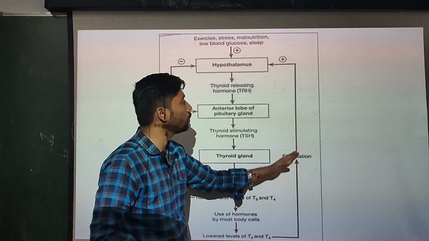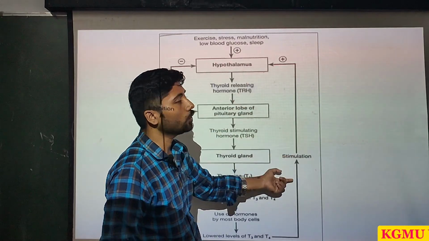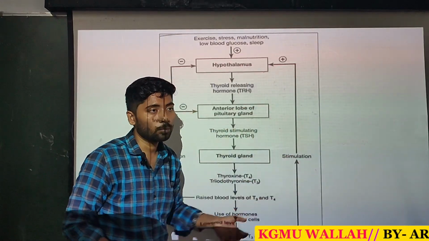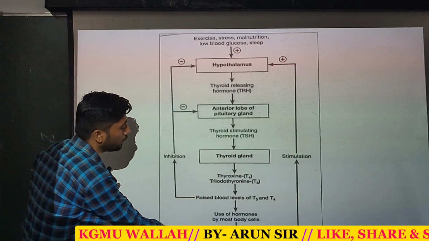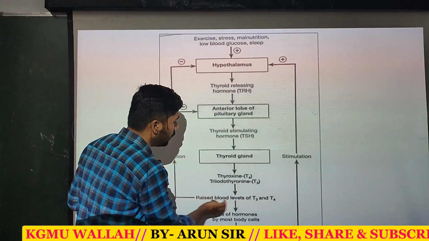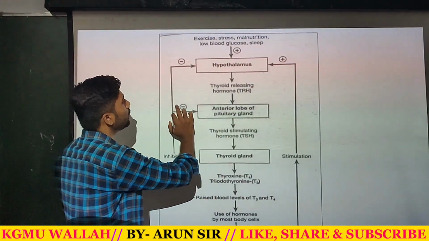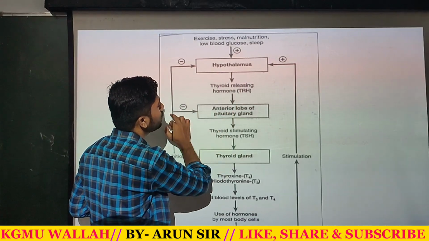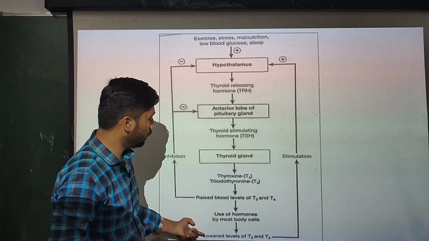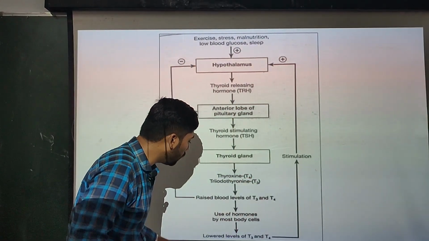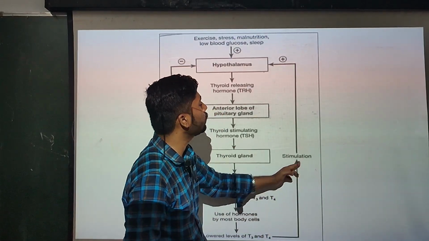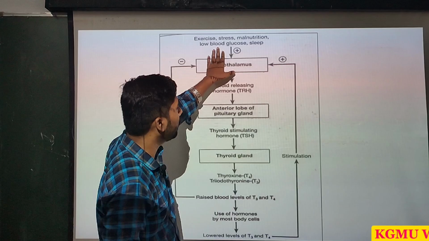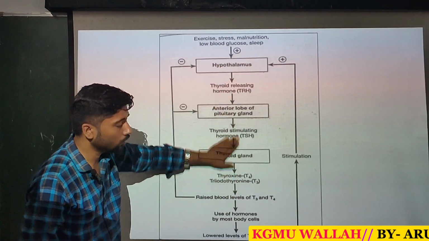Then it sends a message to the hypothalamus to stimulate it, as it needs more, to increase the amount of T3 and T4, and also the inhibition here will send two messages to the hypothalamus and anterior lobe. And the last one is here, if there is a low amount of T3 and T4, then it should send a message to stimulate your hypothalamus, and after that the same process will be followed.